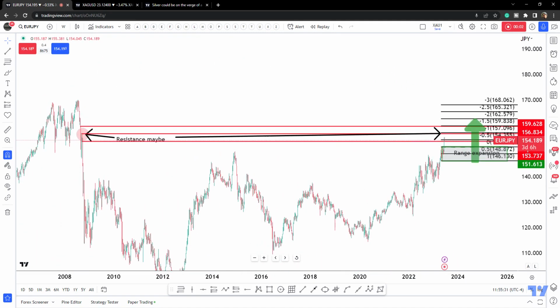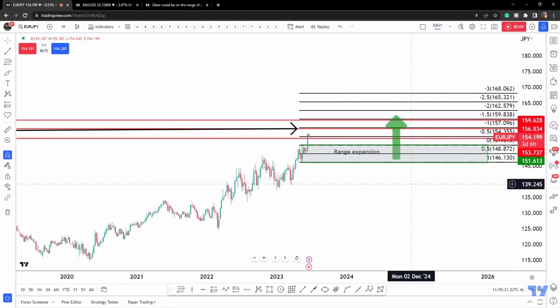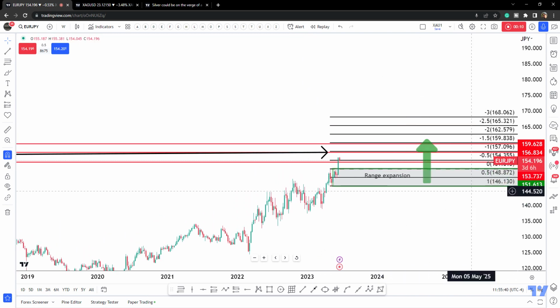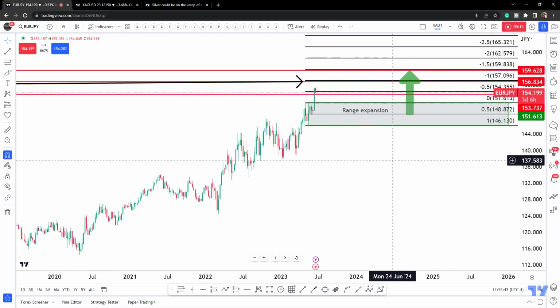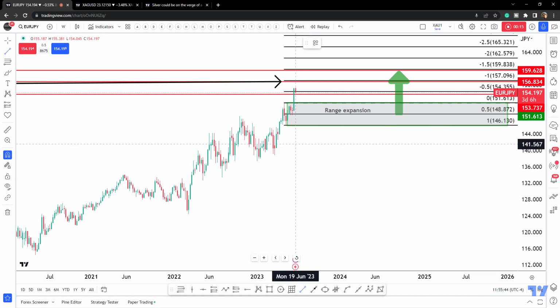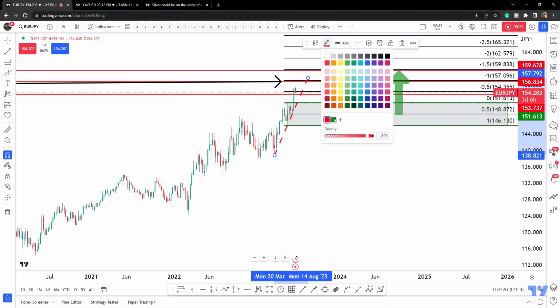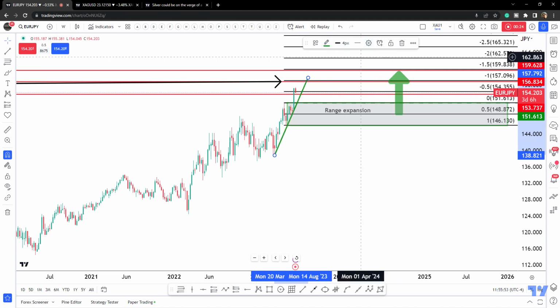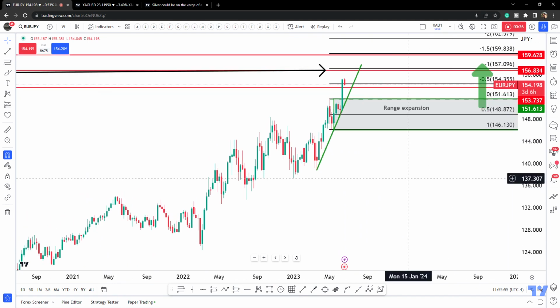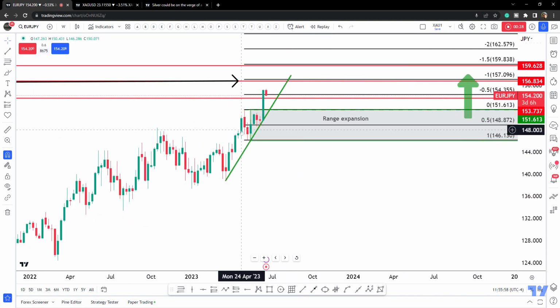Okay, with the euro yen, we are in a range expansion. We've done 50% of the range so far, this range between here and here, and we are in a bullish environment, so this is expected to continue higher. The price is currently correcting this very strong impulse of last week.